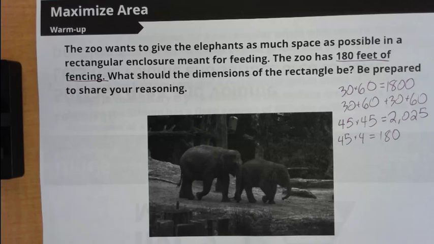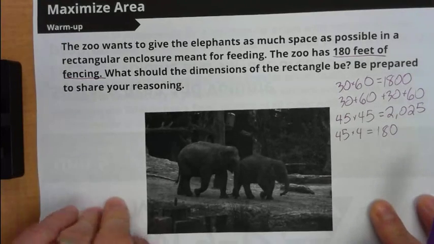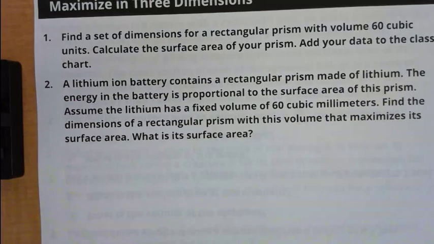It turns out that a lot of the time, when you are looking at a maximized area, it is very likely that you would be looking for a square if you had a certain set perimeter that you are working with. That's something to keep in mind as we go further into this lesson. So moving to part 2.